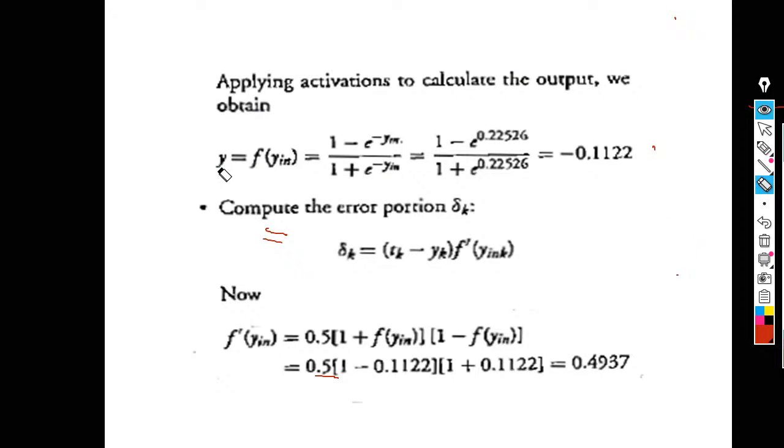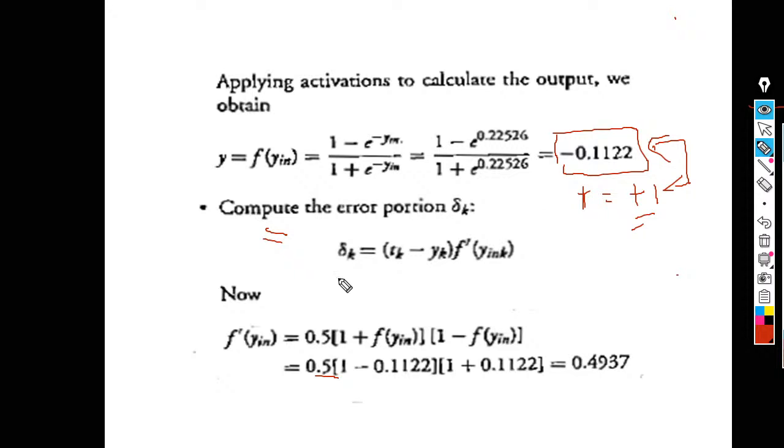To calculate this y, we substitute y in into the function, and with those values you will get minus 0.112. This is the output of y, and the target, we know, is +1. So there is an error, and we have to calculate it because the target was 1 and the actual output we got is minus 0.1122.